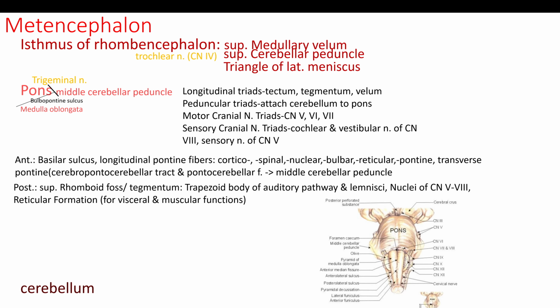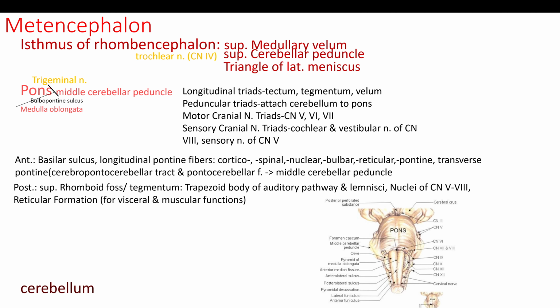Then the sensory cranial nerve triad, the cochlear and vestibular nuclei of CN VIII. Then there's the sensory nucleus of CN V, trigeminal. The pons has two surfaces.